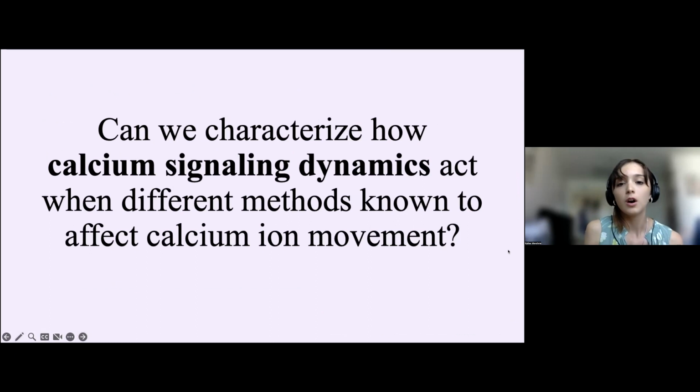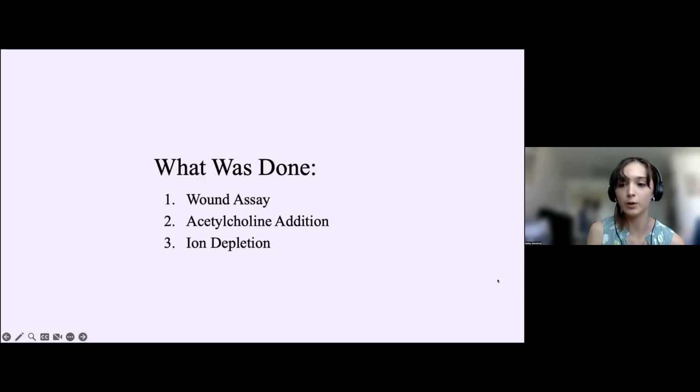So could we characterize how the signaling moved, by different methods that are known to affect calcium ion movement? And by characterizing, could we then use what we know to influence their movement in a way we want? So three main things were done that we will go over today, which is a wound assay, adding acetylcholine in different concentrations, and depleting the environment of calcium ions.